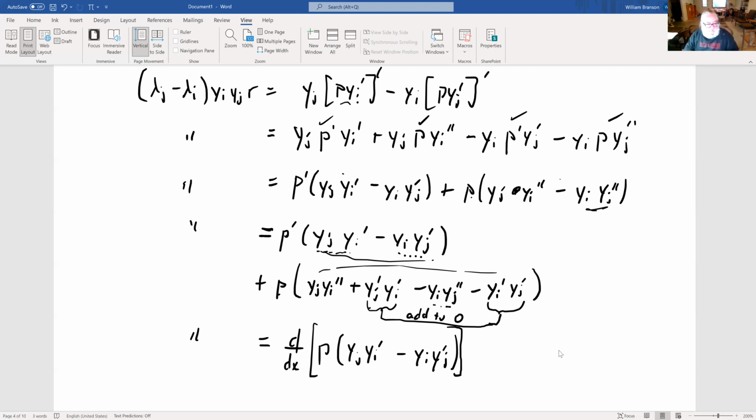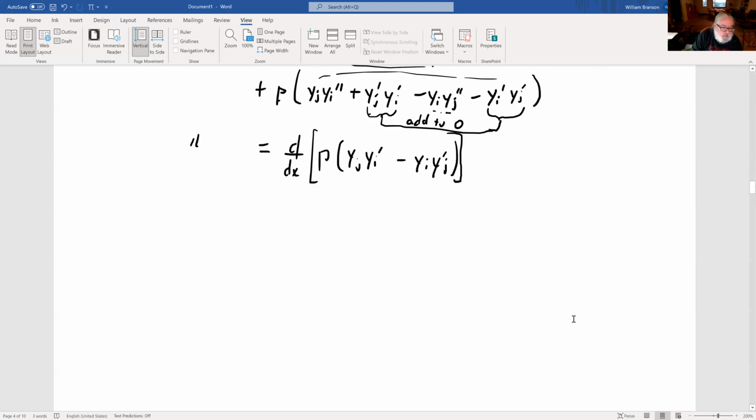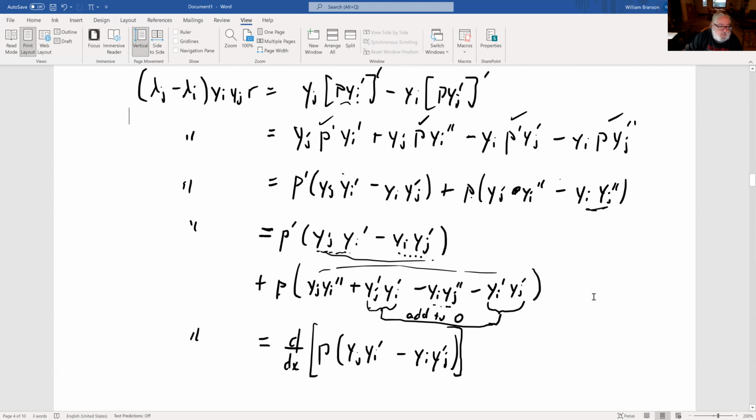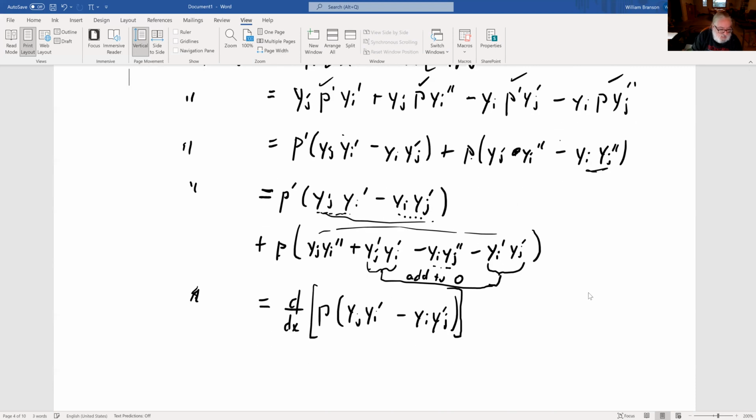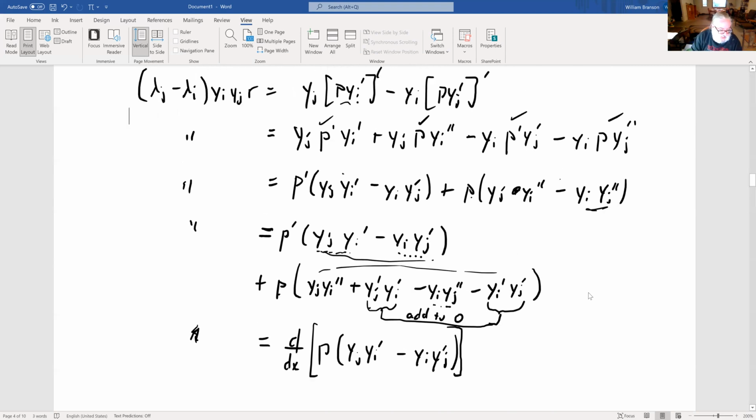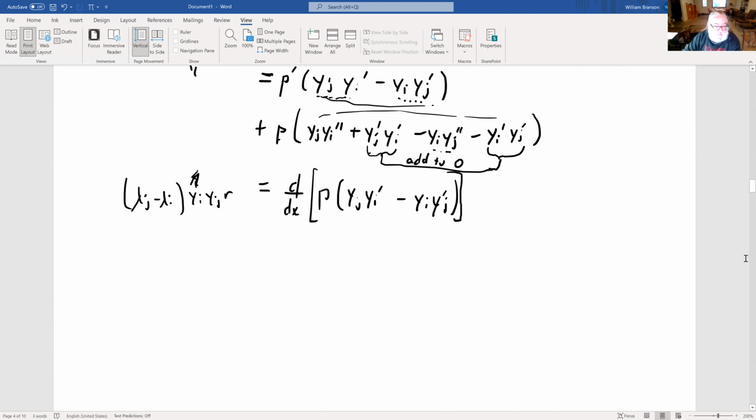Great, so now we're cooking because we can now integrate both sides. And let me write down what my left side was the whole time instead of having this thing. That was lambda j minus lambda i times yi yj r. So now we can integrate both sides.